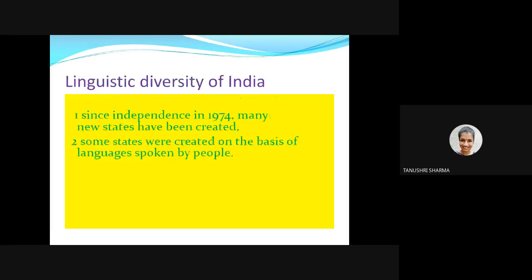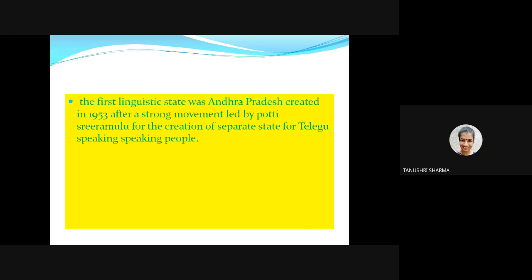Linguistic diversity of India. Since independence, many new states have been created. Some states were created on the basis of languages spoken by people. The first linguistic state was Andhra Pradesh, created in 1953 after a strong movement led by Potti Sriramullu for the creation of a separate state for Telugu-speaking people.